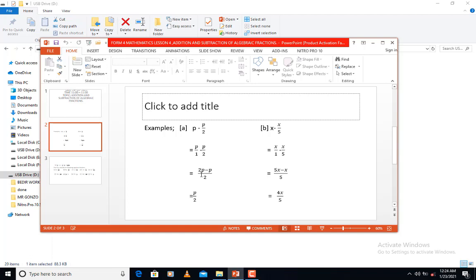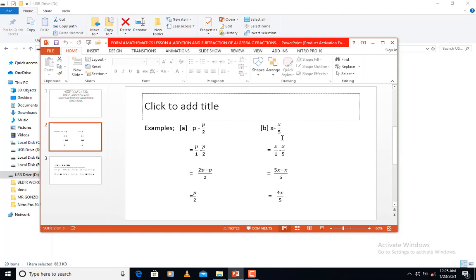So our final statement is 2p minus p. If you simplify this, these are like terms, so it gives us p over 2. So that is the situation. Let's move on to example number 2.